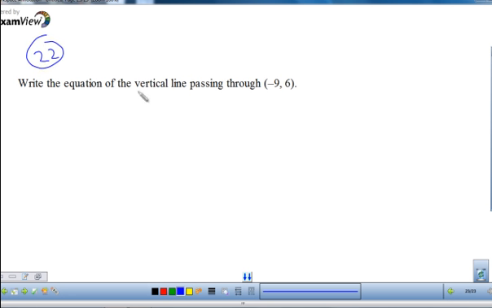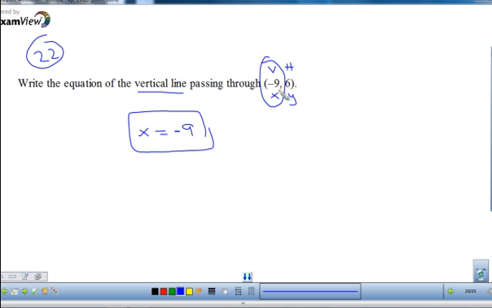Okay, write the equation of the vertical line passing through the point (negative 9, 6). Remember, this is my Vanessa Hudgens problem. So just put VH on top, x, y on the bottom. And since we're looking for my vertical line, my answer would be x equals negative 9. Remember to be careful. Negative 9 is not the answer. It has to be x equals negative 9.